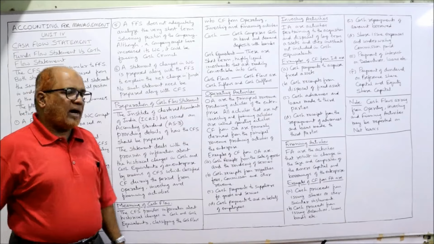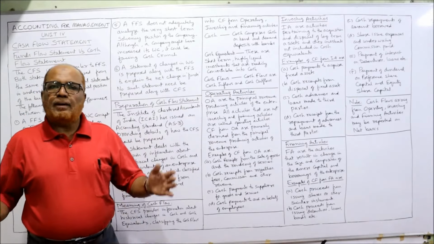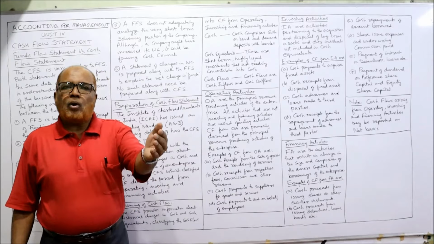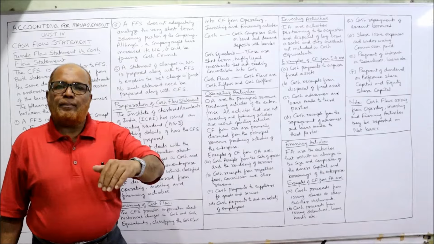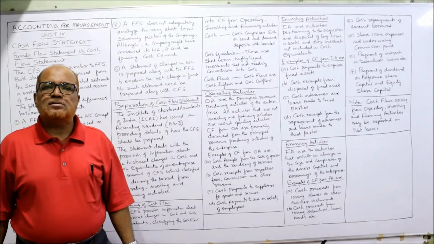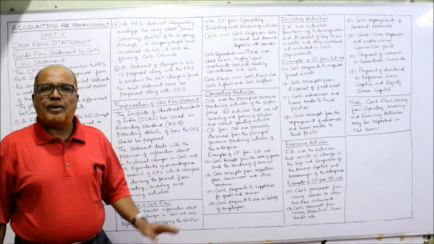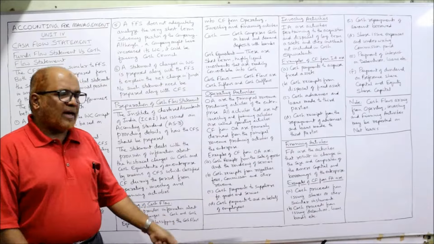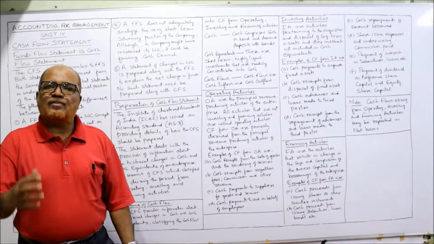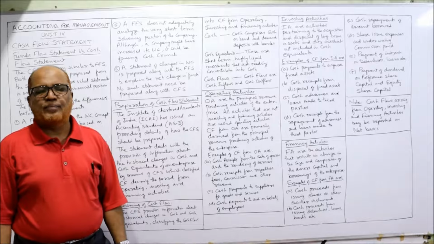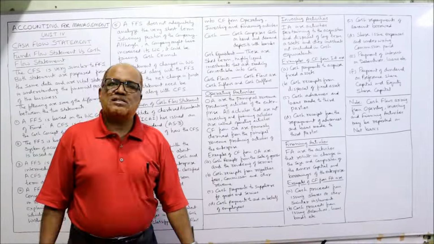Next, cash payment to and on behalf of employees. The business is run with the help of employees. When employees' services are taken, the amount has to be paid to employees in the form of salary, remuneration. All these are operating activity. So these are a few examples of cash inflows and cash outflows in operating activity. The next activity is investing activity.